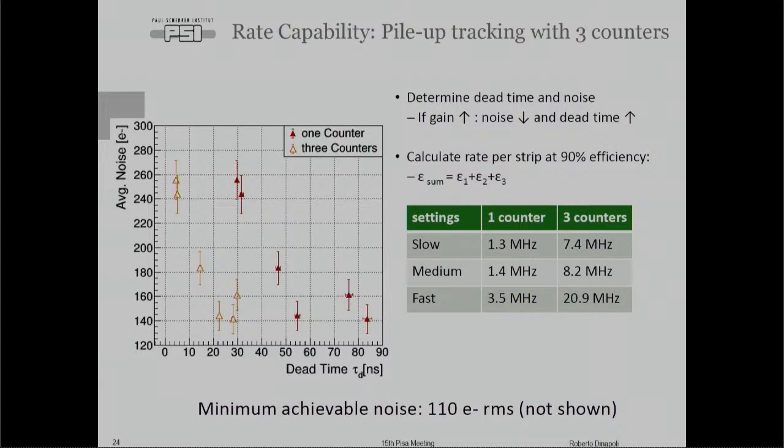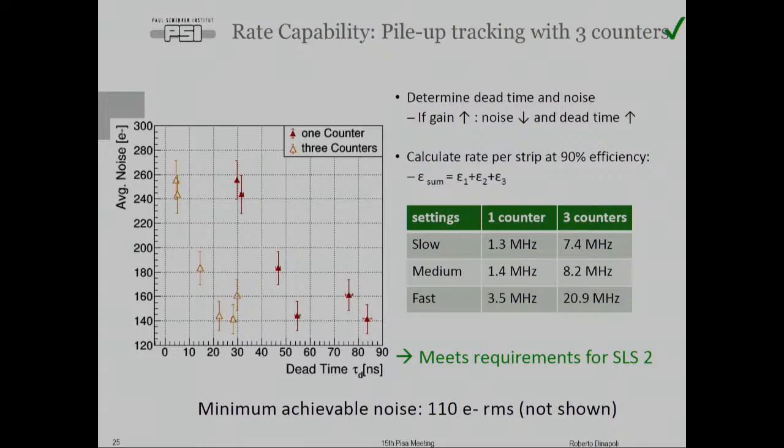If we have a look at this plot, which is average noise versus dead time, you want minimum dead time and minimum noise, so this region here. You can see that even for something like 5 nanoseconds dead time, you have a noise which is not dramatic, in the order of 250 electrons. But if you want to go slower, like 85 nanoseconds, you are about 140. And if you go even slower and optimize a bit better the chip, you can end up with 110 electrons RMS.